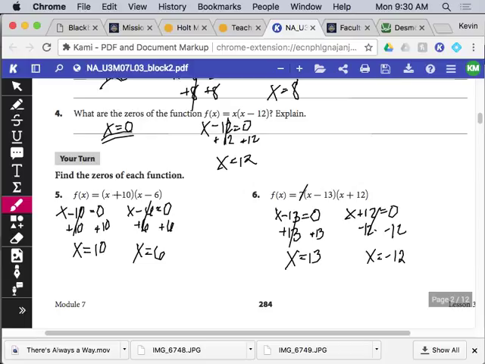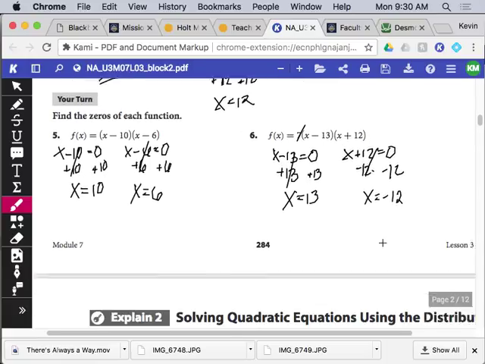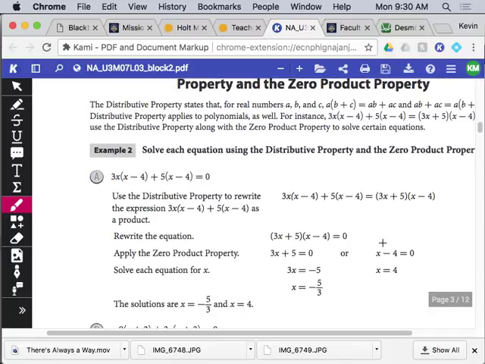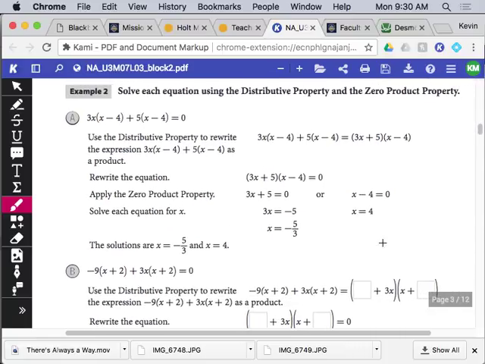Now, you can see when it's simple like that, if it's x minus 10, it's just 10. It's just the opposite. If it's x minus 6, it's just 6. If it's x minus 13, it's 13. If it's x plus 12, it's just negative 12. Right? But as it gets a little bit more challenging, the solutions become a little bit less obvious.